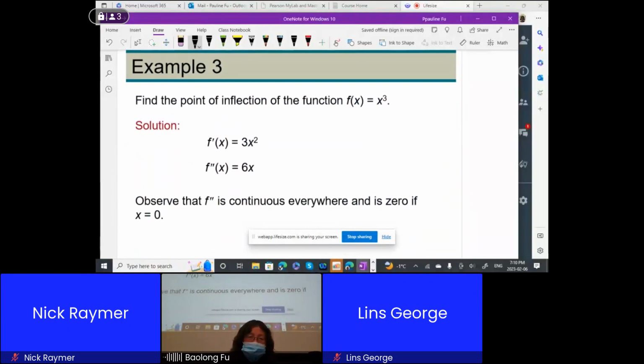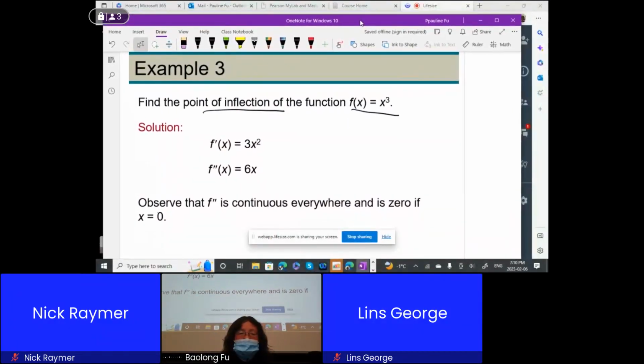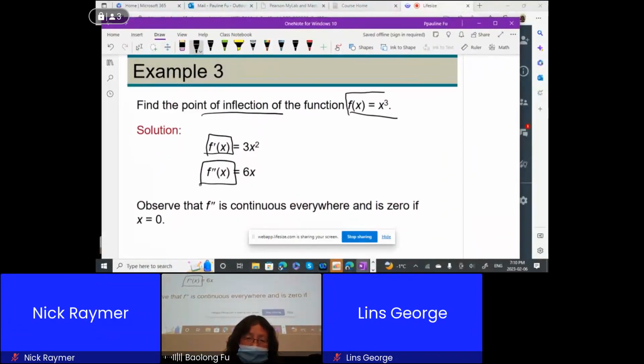Let's look at this example. Find the inflection point of f equal to x cubed. To find the inflection point, we need the second derivative. To find the second derivative, we need the first derivative. We know the derivative of x cubed is 3x squared, and then the second derivative is 6x.